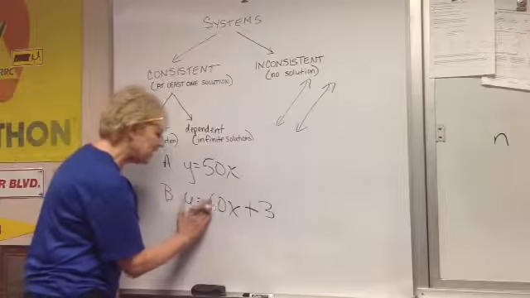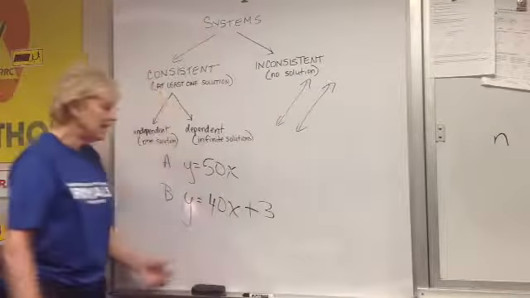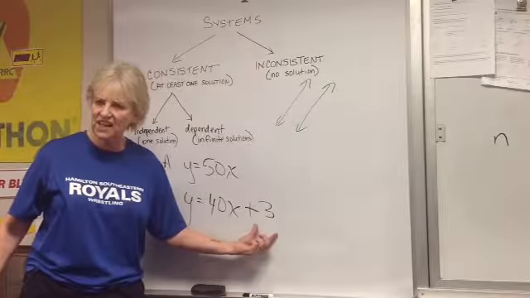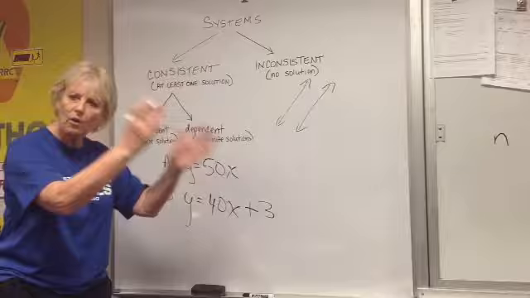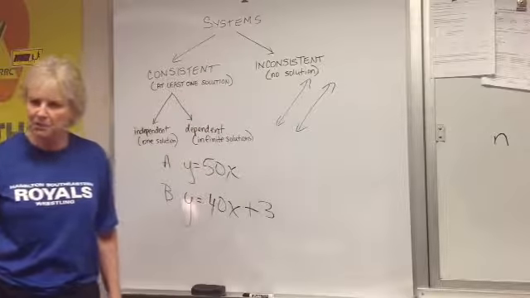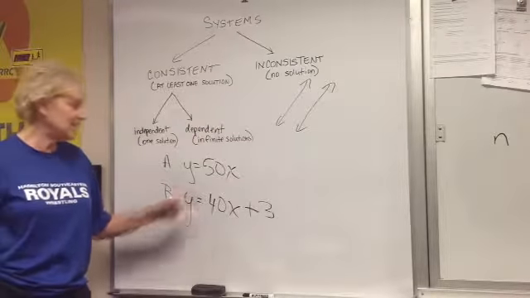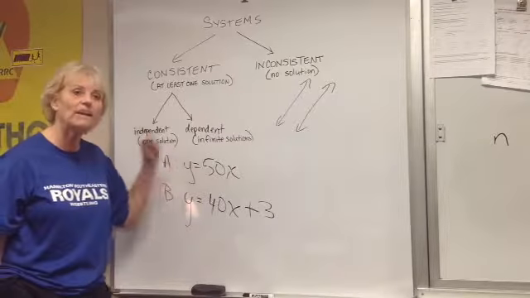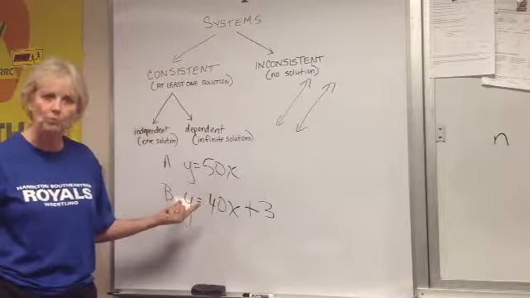Now let's make this guy go slower. He's only going 40 miles an hour, even though he started 3 miles ahead. If you keep on going, will they ever catch up to each other? Yeah, this guy's going to eventually catch up because he's going faster. He has a higher slope.